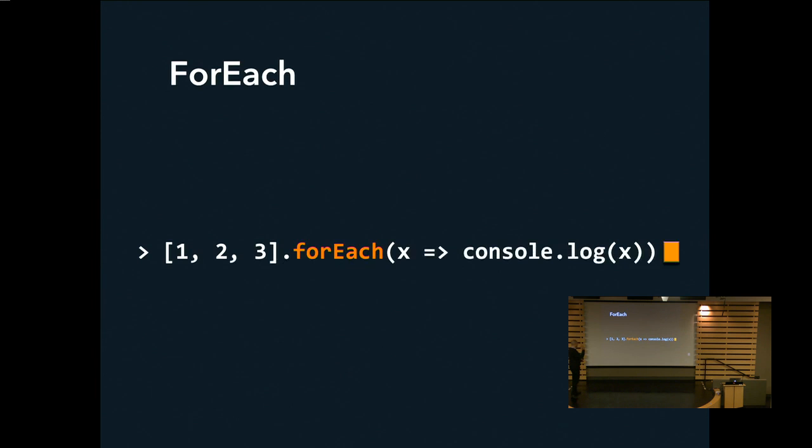So the first one, we all know this. This barely even counts, right? We've all done this before. We can forEach over an array. You pass forEach a callback. It calls you for each item in that array, and then we're done. So if we were to log this to the console, we would see 1, 2, 3. Pretty straightforward, right? We've all done array programming.